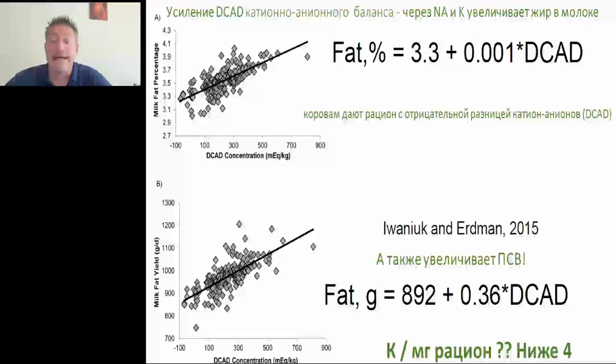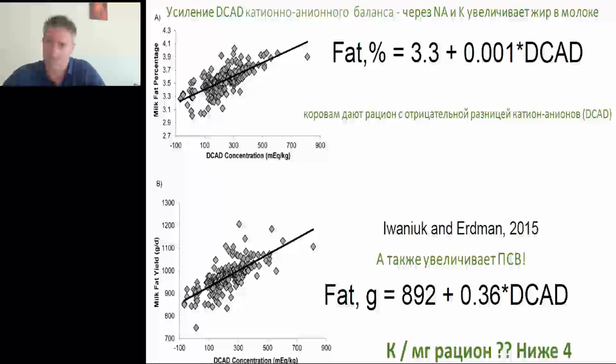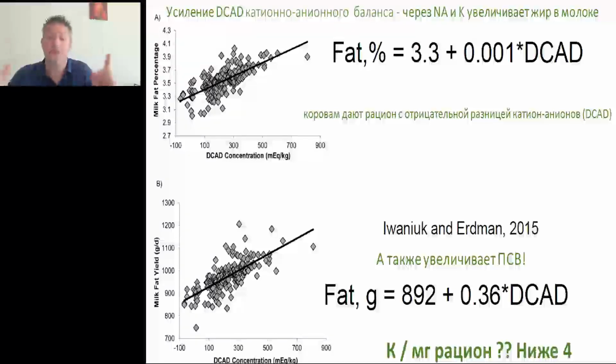When I have a higher DCAD, like we see in this graph, we also increase the percentage of fat. That's why increasing the percentage of potassium to 1.5, 1.8 will be ideal in the summertime, and magnesium to 0.5, 0.55. I have an increase in milk fat percentage, an increase in dry matter intake, and also an increase in total milk fat yield, because I increase the digestion, so the animal produces even more milk.